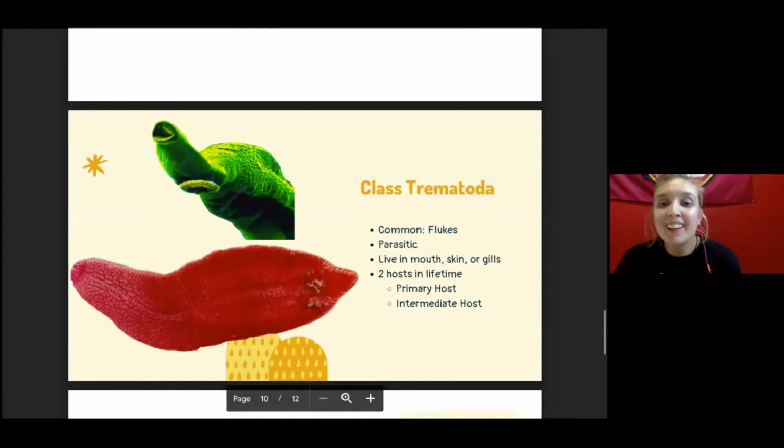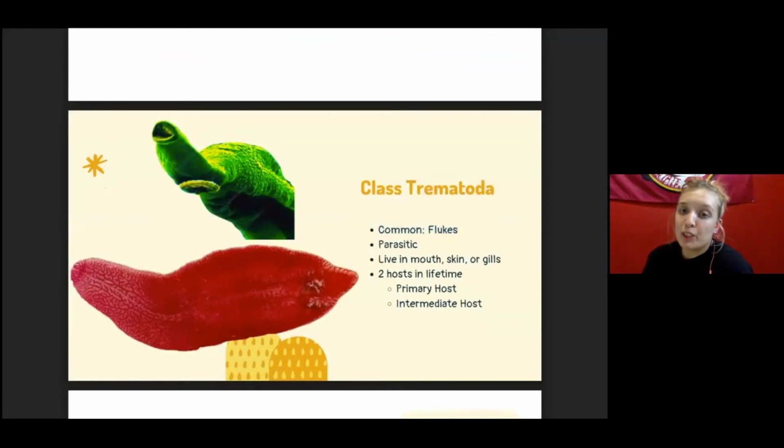Watch them. Our second class is class Trematode. They are parasitic. They are commonly known as flukes. This one, the big red one, is a liver fluke. The green one is a very close-up picture of a liver fluke's mouth. They have two hosts in their life, their primary host and their intermediate host. The primary host is where sexual reproduction happens, and their intermediate host is where asexual reproduction happens. Asexual reproduction.